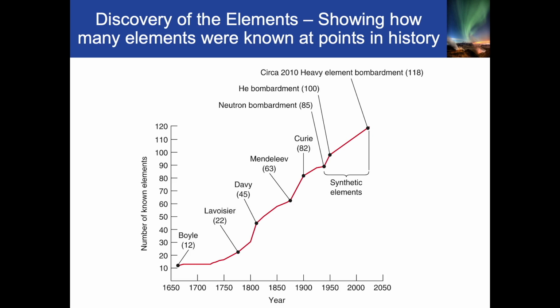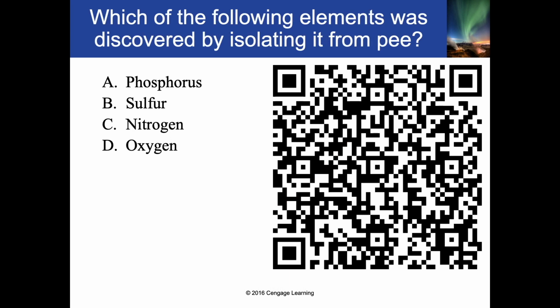I'm just a vessel of useless knowledge. Okay, the last slide for today. Which of the following elements was discovered by isolating it from pee? I swear, if any of you get this one wrong, if any of you get this one wrong.